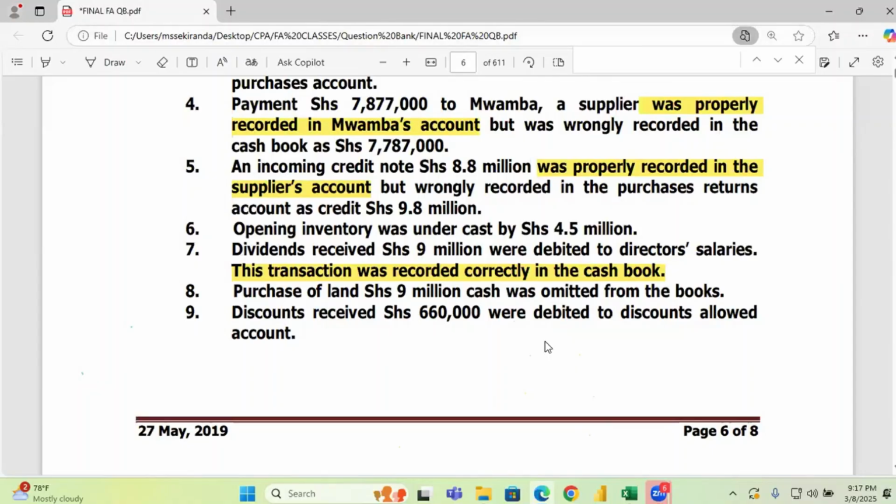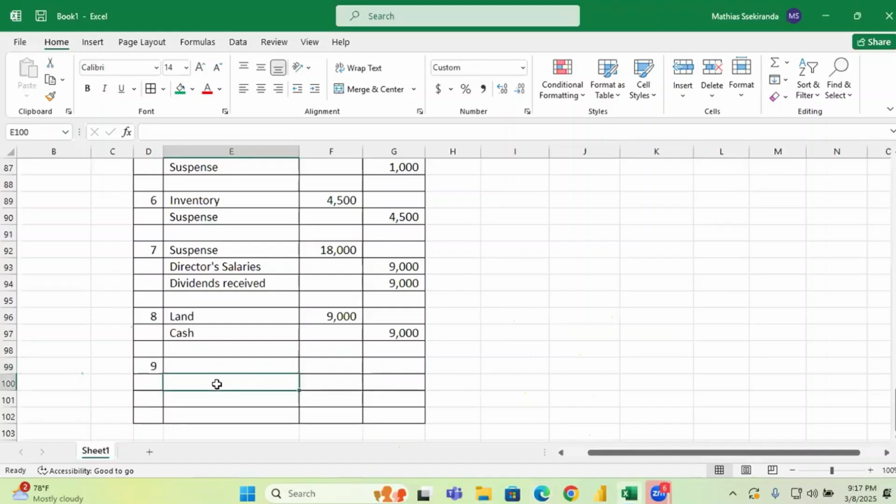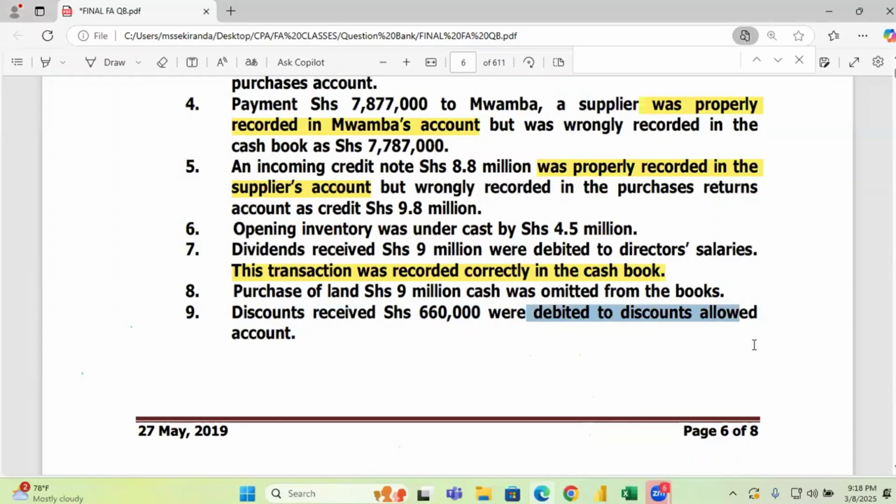So can you remove that figure from the discount allowed? Since they debited discount allowed, we shall remove it by crediting discount allowed. You credit discount allowed to remove that debit that they had posted there, 660. So this transaction is reversing the debit that was debited in the discount allowed account. So we have credited to reverse this debit.